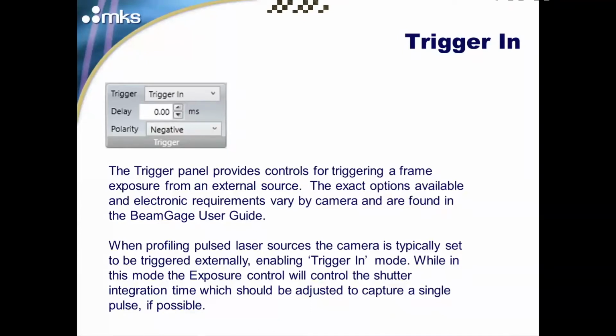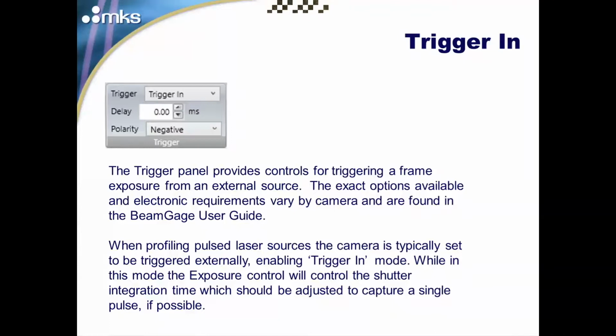Different model cameras in BeamGage have different options for trigger based on the camera manufacturer and what options they support with that camera. You're going to find those details in the BeamGage user guide towards the end in the appendices, and you'll be able to look up there. If you have any questions on configuring your trigger settings after that, go ahead and shoot our service team an email, and we will help you out.